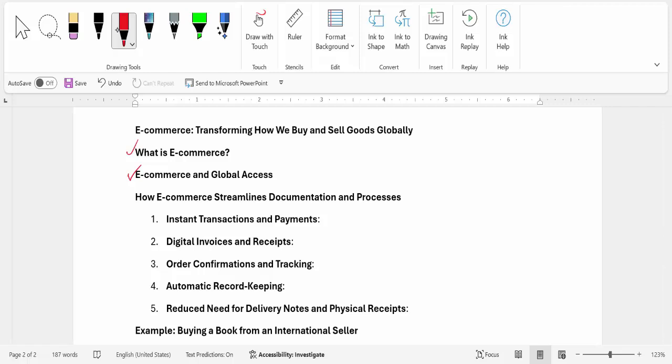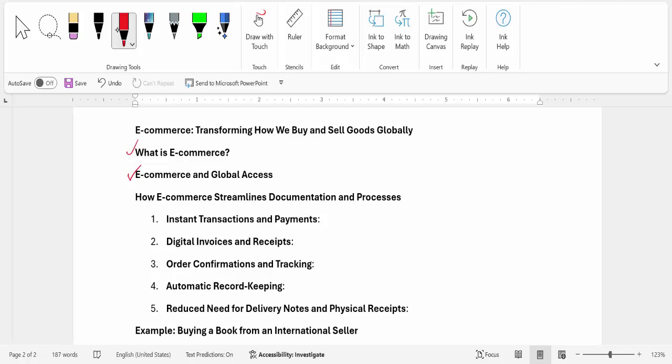Just go to the website of an international retailer, choose the book, pay online, and it will be shipped right to your doorstep. This level of convenience and access was almost impossible before e-commerce. With e-commerce, geography is no longer a barrier.